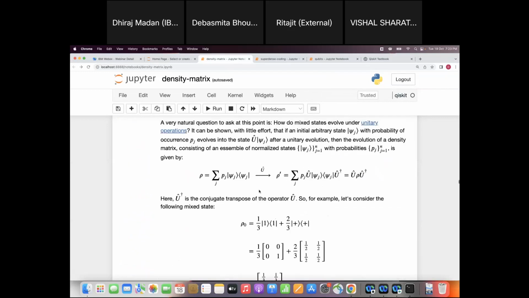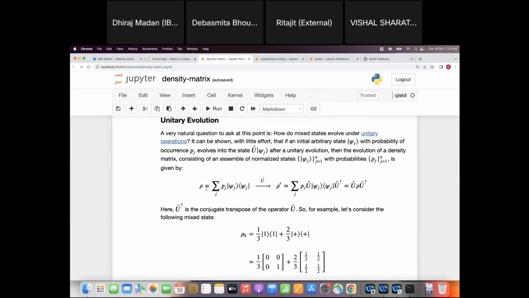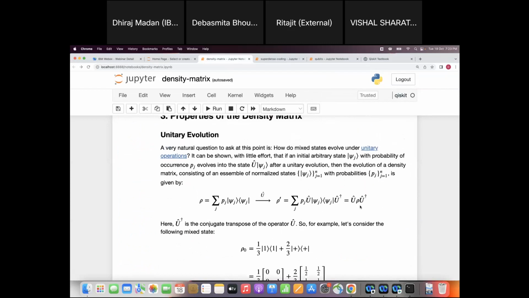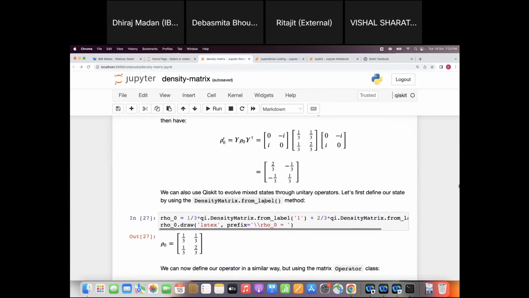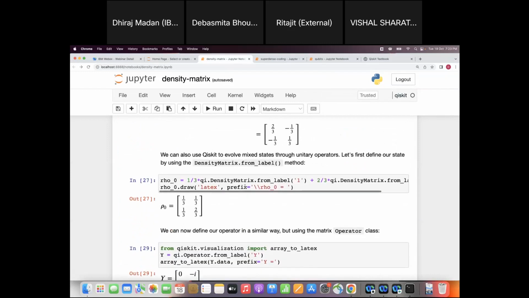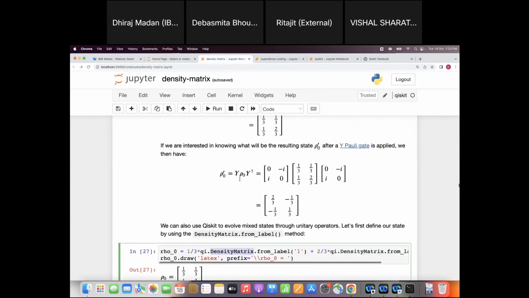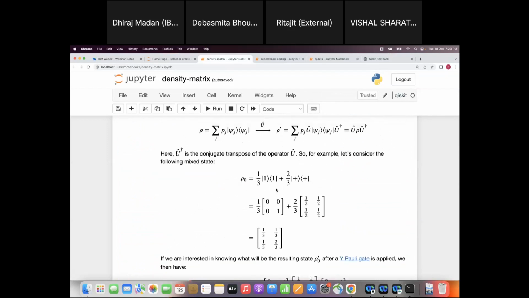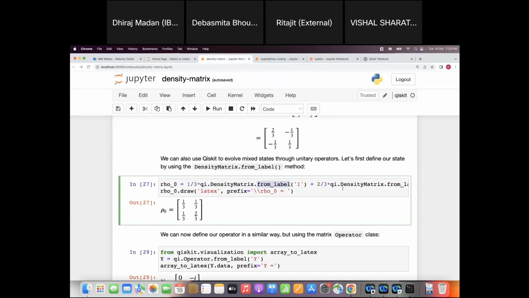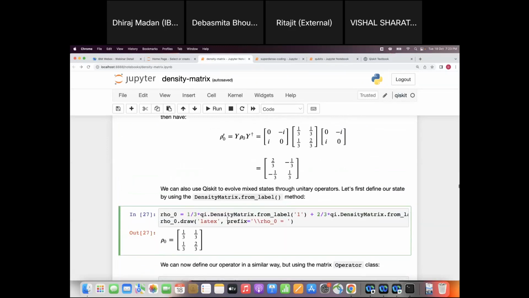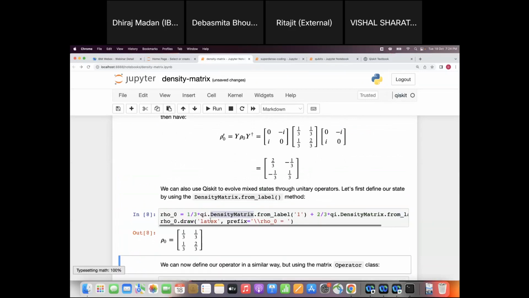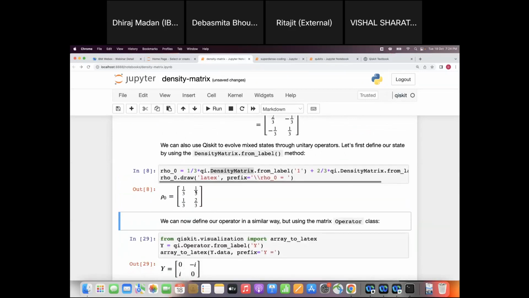So let's also discuss this unitary evolution. If I have rho and I apply a unitary, I actually get U rho U dagger, right? So in Qiskit, you can use this dot evolve operation. Let's first create a density matrix which consists of the state ket 1 with probability 1/3 and with probability 2/3, the state ket plus. So you can do DensityMatrix dot from_label. These 1 and plus are some of the fixed labels. And now we can draw this matrix which consists of 1/3, 2/3, and then 1/3, 1/3 as the non-diagonal entries.